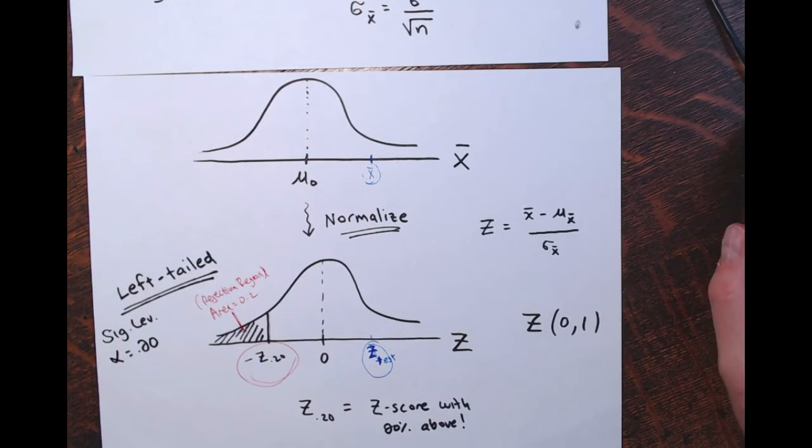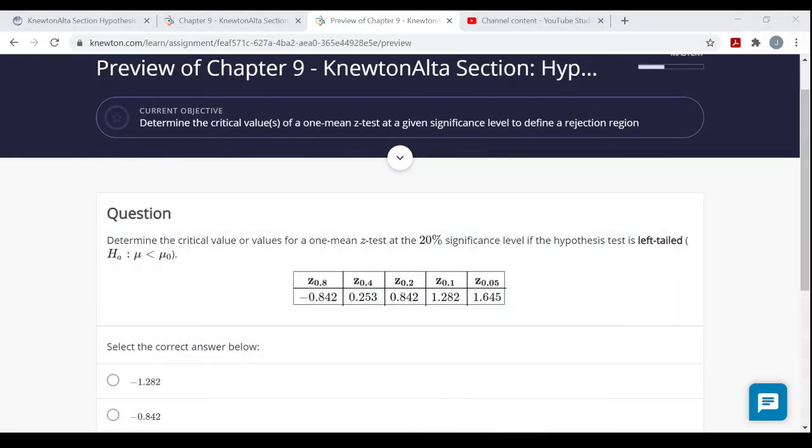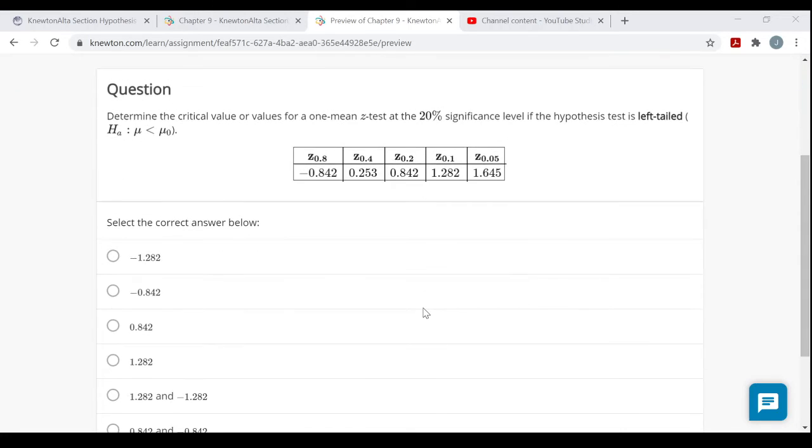And they gave us a chart. They gave us some special z values. This is the z-score with 80% above it, so negative 0.42. This is the z-score with 40% above it. This is the one we want. I want the z-score with 20% above it, 0.842.